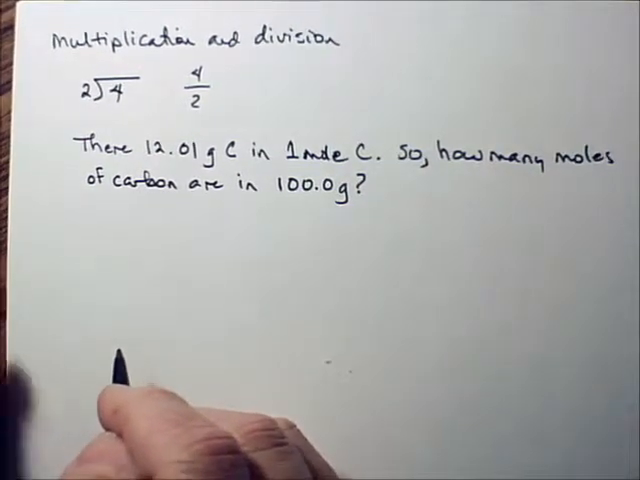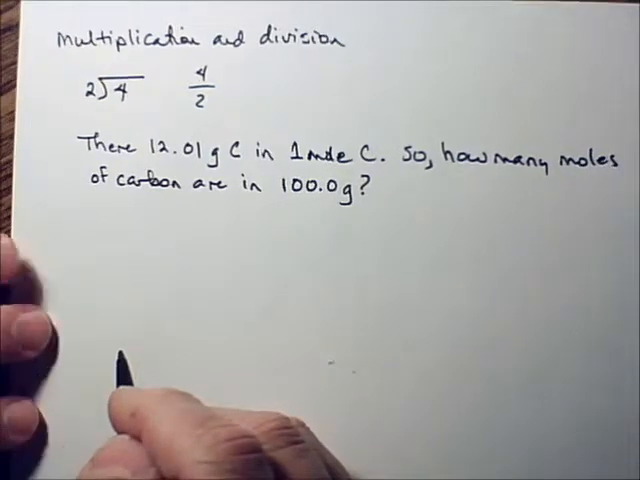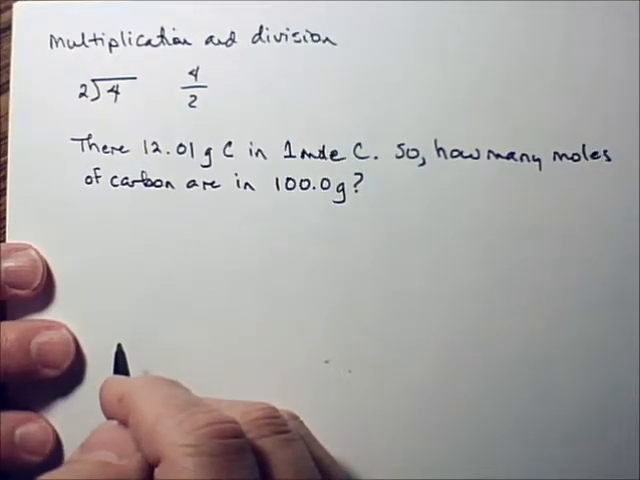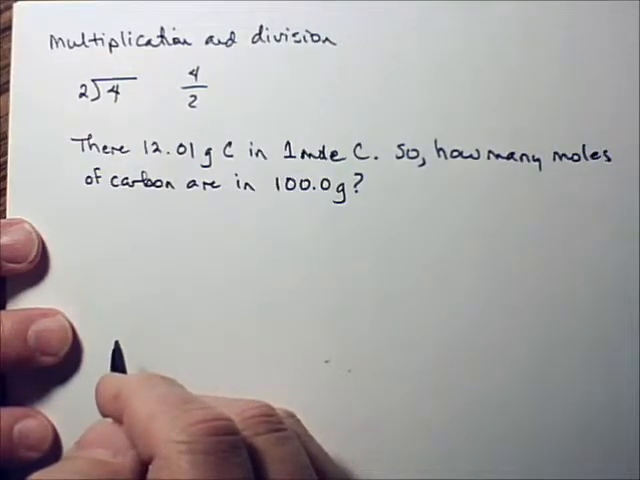Okay, so there are 12.01 grams of carbon in 1 mole of carbon. How many moles of carbon are there in 100.0 grams? Well, I'm going to show you. Don't sweat it.